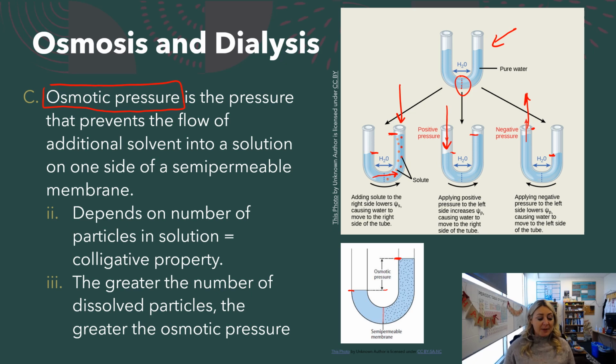And osmotic pressure does depend on the number of particles in a solution. This is considered a colligative property. We will get to colligative properties very soon, two more podcasts, and we can talk about what that means. We'll leave it for a podcast. So the greater number of dissolved particles, the greater the osmotic pressure is going to be. So if you really stack one side full of solute particles, you're going to really increase the osmotic pressure on that side.